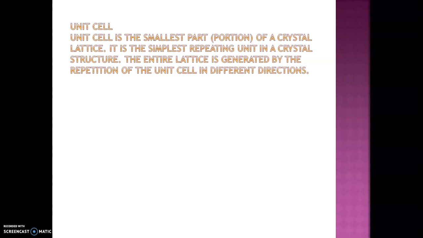So we'll see what a unit cell is. A unit cell is the smallest part of a crystal. We know in our body the smallest part is the cell. Similar to this, the smallest part of a crystal is the cell, that is, the unit cell. It is the simplest repeating unit in a crystal structure. The entire lattice is made up of the repetition of unit cells in different directions.